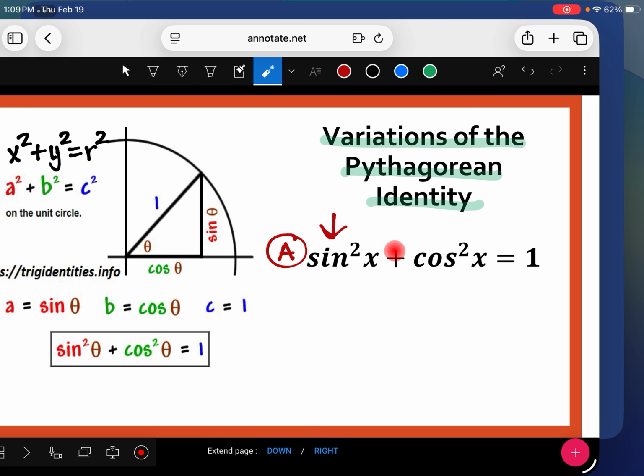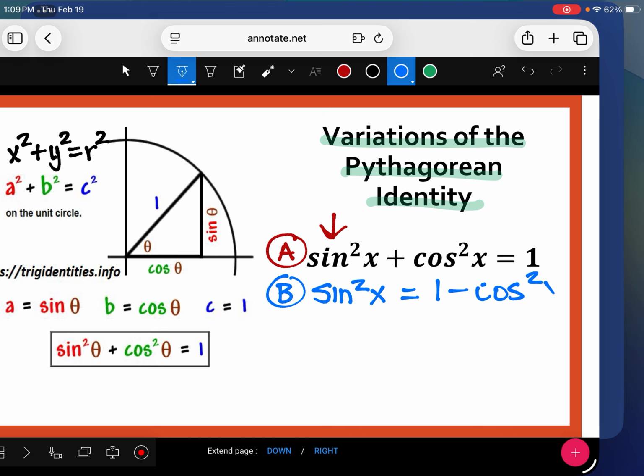I think I heard somebody say it. Yeah, I would have to subtract it from both sides, which would give me my second variation, which is sine squared x is equal to 1 minus cosine squared x. And it's important that you leave it in that order. So it's not cosine squared minus 1. It's 1 minus cosine squared. That's very, very important.